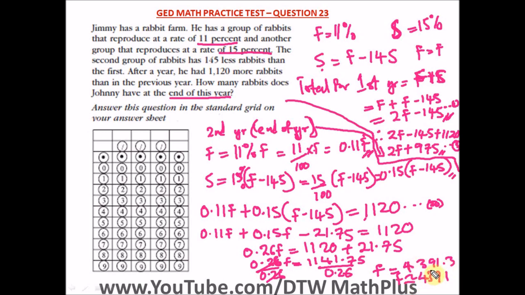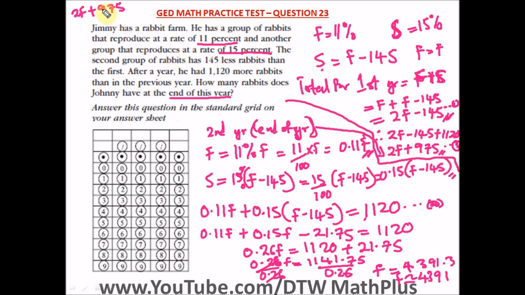Now we need to get the amount of rabbits Jimmy has at the end of this year. And definitely we are going to use our equation. Let me squeeze it in here. So we have here 2F plus 975. That's the total amount of rabbits Johnny would have. Is it Johnny? It's supposed to be Jimmy. Okay, I think this is an error. So Jimmy would have at the end of this year.